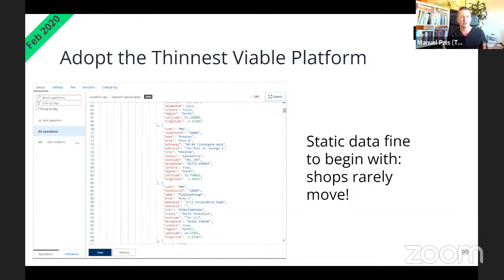And when they thought about it, actually, what if we just have a versioned data file that can be easily retrieved by the stream teams? And it turned out that was basically enough, because this data doesn't change very often. The shops don't usually change. So they didn't really need a full-blown service on top of this. So it's a good example of thinking about the minimum viable platform, or as we call it, the thinnest viable platform.